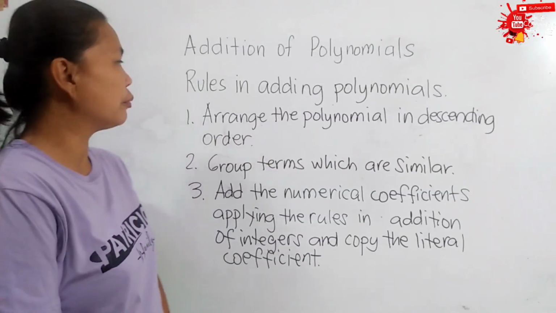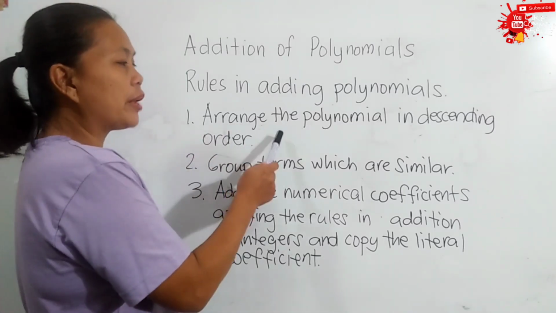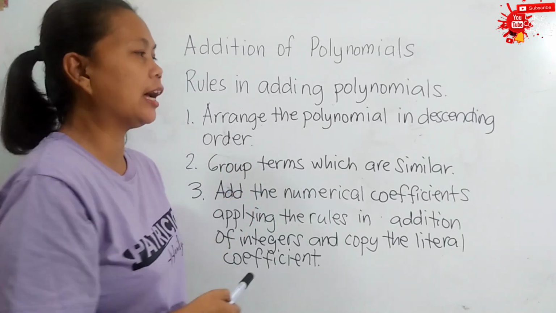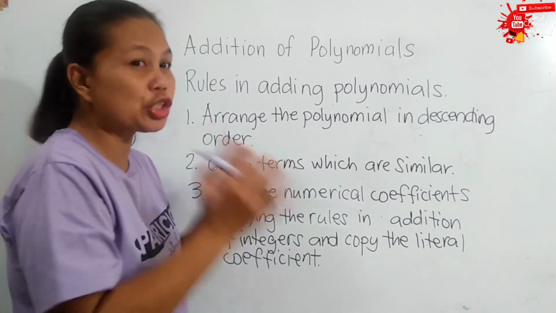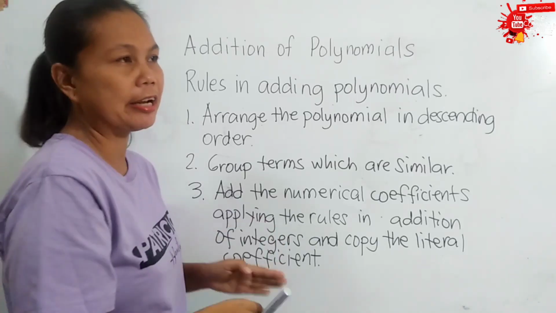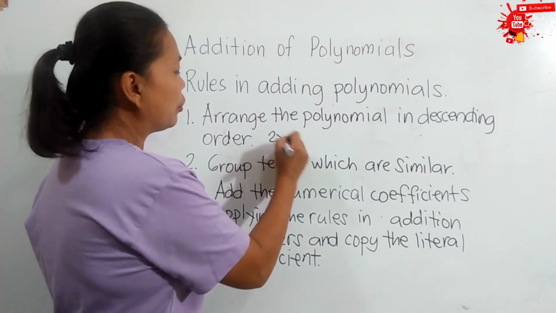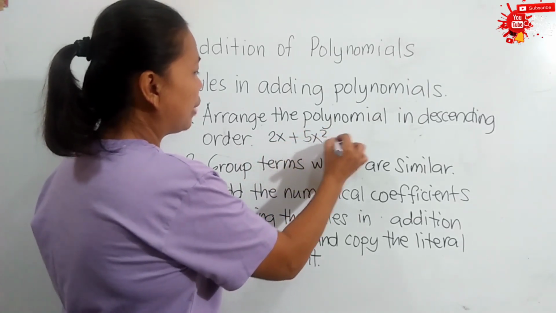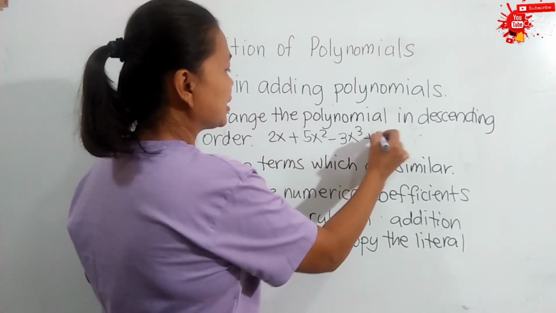Now let us have the rules in adding polynomials. The first one is to arrange the polynomial in descending order. What do we mean by descending order? It means that each term in a given polynomial will be arranged according to its degree from highest to lowest. For example, we have 2x plus 5x squared minus 3x cubed plus 7.